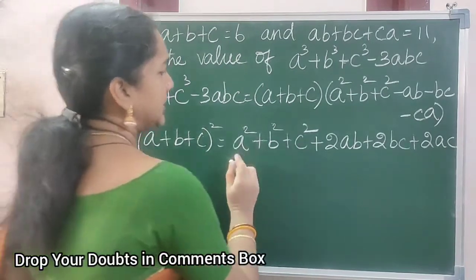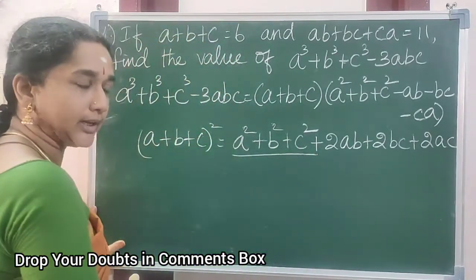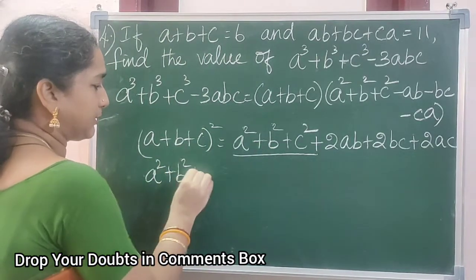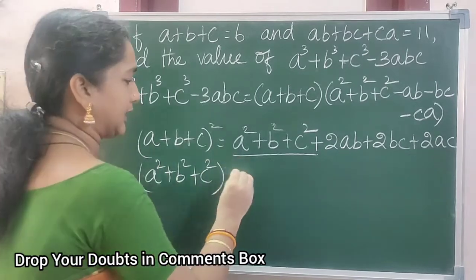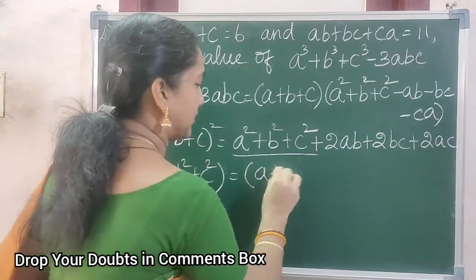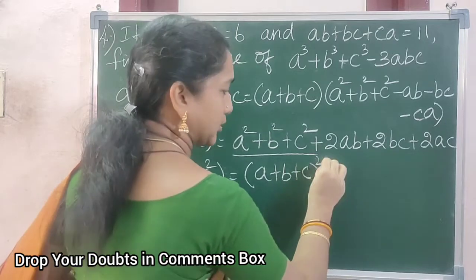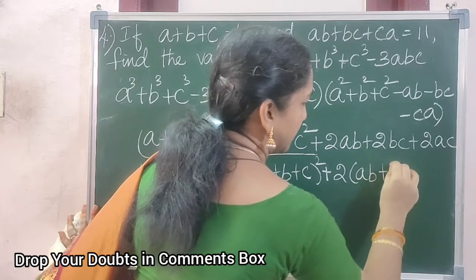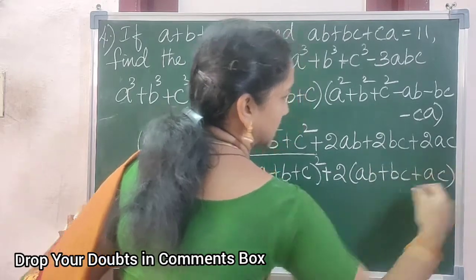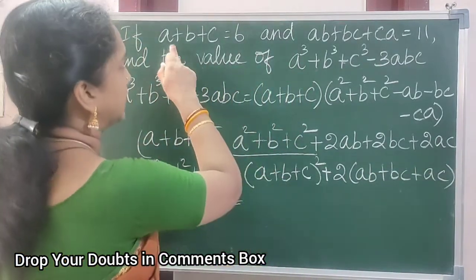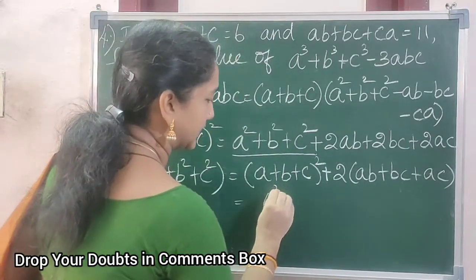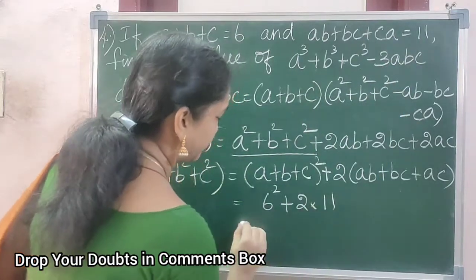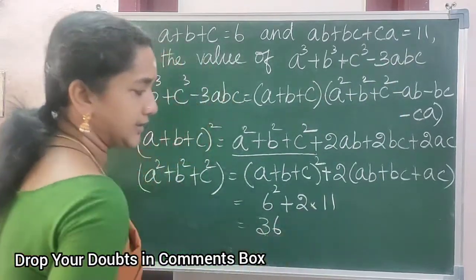So, a squared plus b squared plus c squared, I am keeping it as it is. For this only we need the value. So, I am writing it like this. This one is (a plus b plus c) the whole squared plus, in all these things 2 is common, so 2 into (ab plus bc plus ac). Now, we will find the value for this. a plus b plus c is 6, so 6 squared plus 2 into this value, which is 11. So, 6 6s are 36.